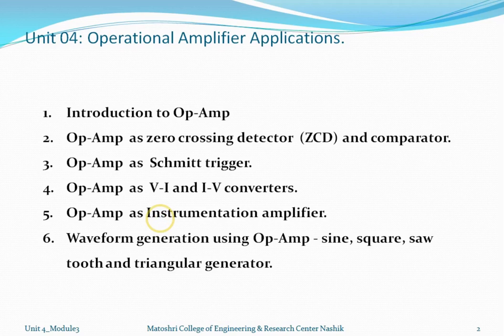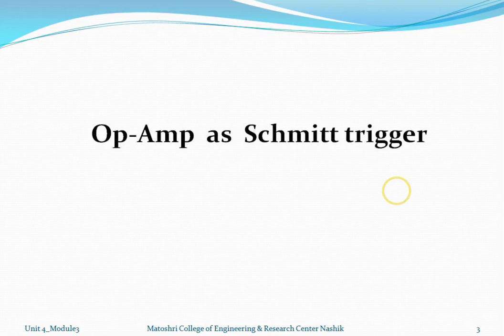In the last modules, we studied the introduction of the op-amp, whereas in the second module we studied op-amp applications, meaning op-amp as a zero cross detector and op-amp as a comparator. In this third module, we move towards the next application of the operational amplifier, namely the Schmitt trigger.